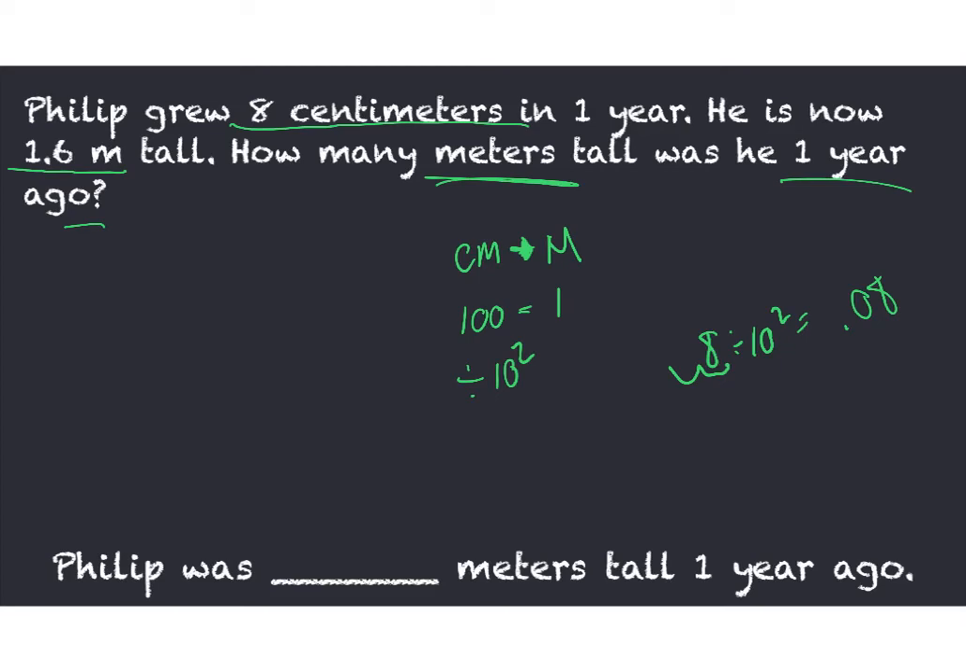So he is now 1 6/10 meters tall, and he grew 8/100ths of a meter. So if I subtract these two, that will give me my answer. So last year, Philip was 1 52/100ths meters tall.